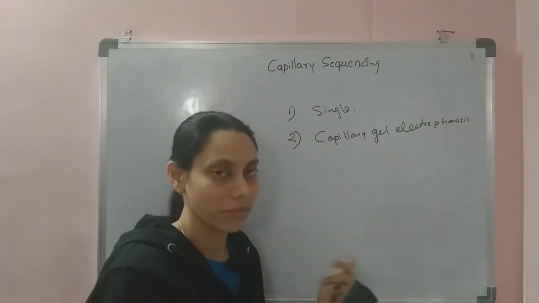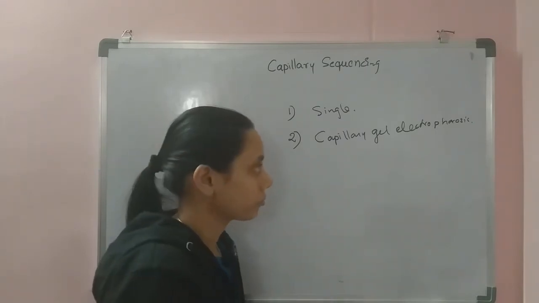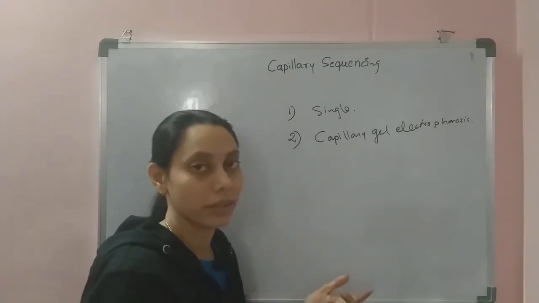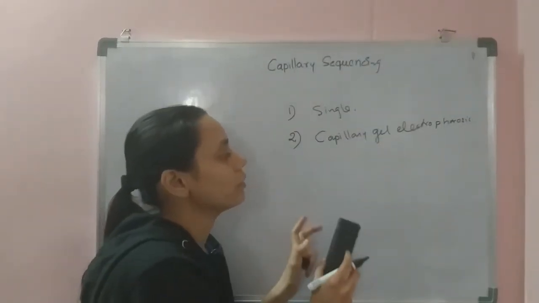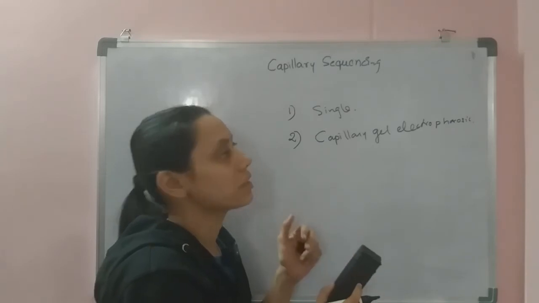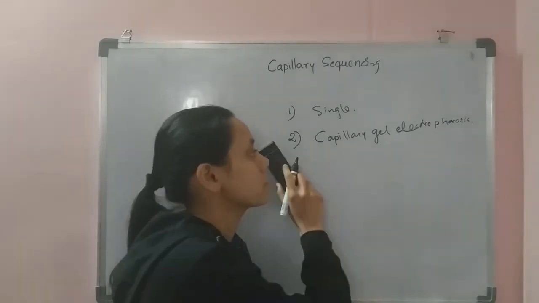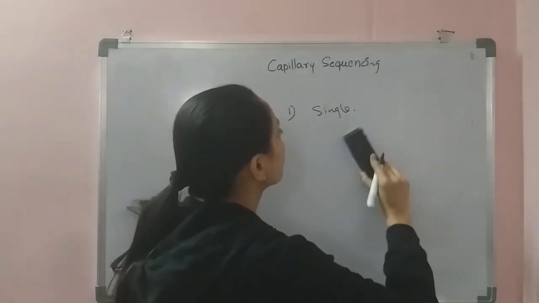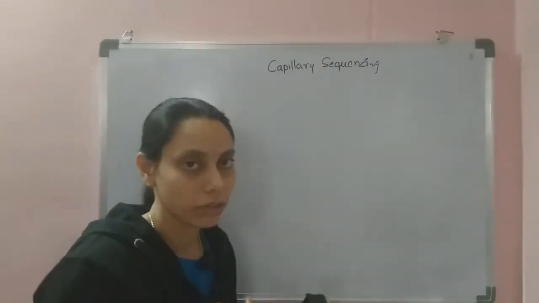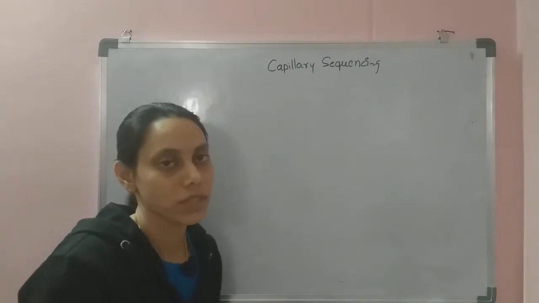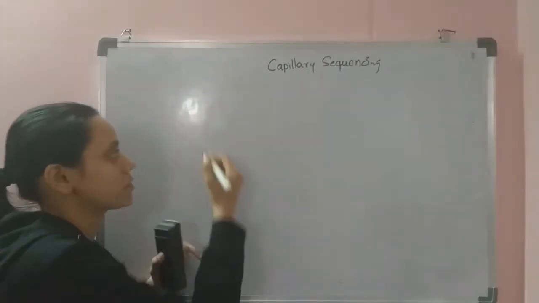Hence it is a more efficient and appropriate method than Sanger's DNA sequencing. So these two are the basic differences with capillary DNA sequencing. So here, let us go into detail on the whole procedure of capillary DNA sequencing.